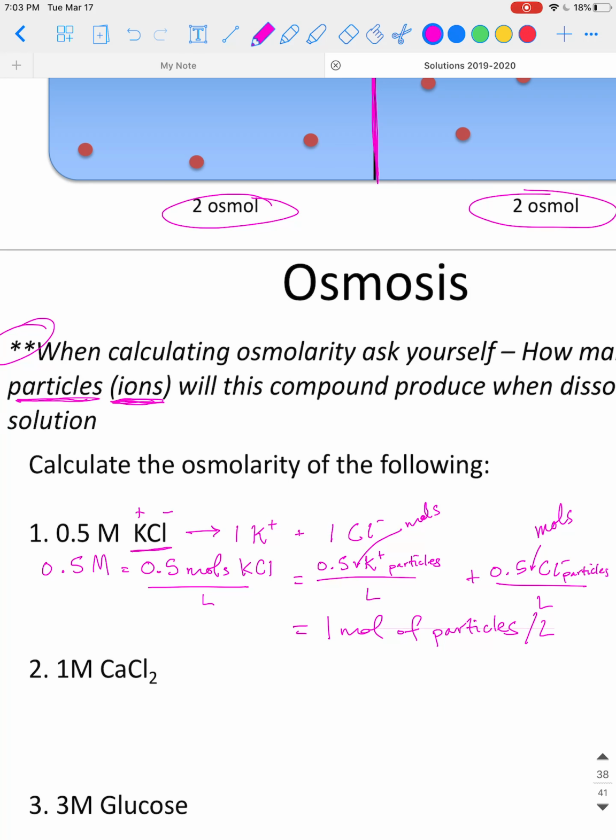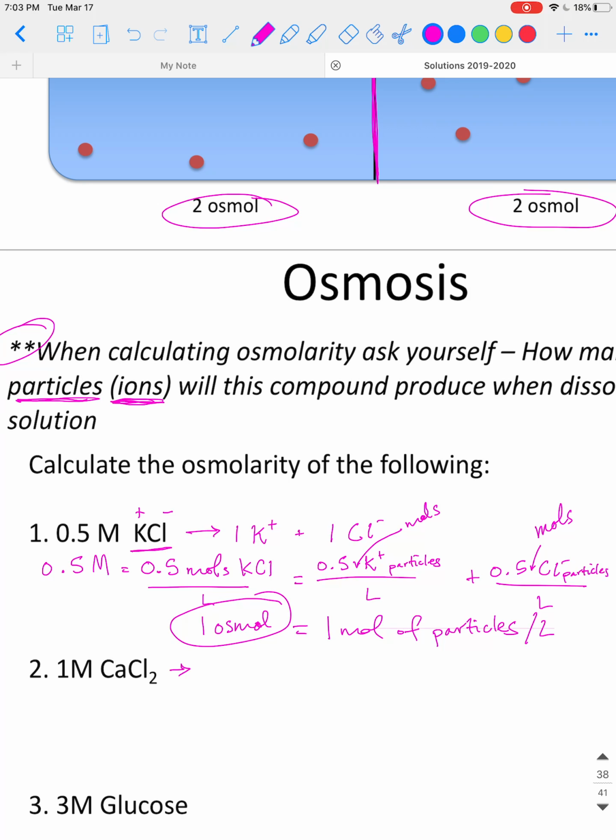Okay, we don't care about the identity. Now, we did identify them up here as potassium and chloride particles, and we needed to do that to analyze how this compound KCl will break down. But when you're writing just the concentration of osmolarity, we don't care that it's potassium chloride. We just care about the total number of particles. So half a mole of potassium particles plus another half a mole of chloride particles is 1 mole per liter, which is 1 osmole. So the answer here, calculate the osmolarity, we have 1 osmole.